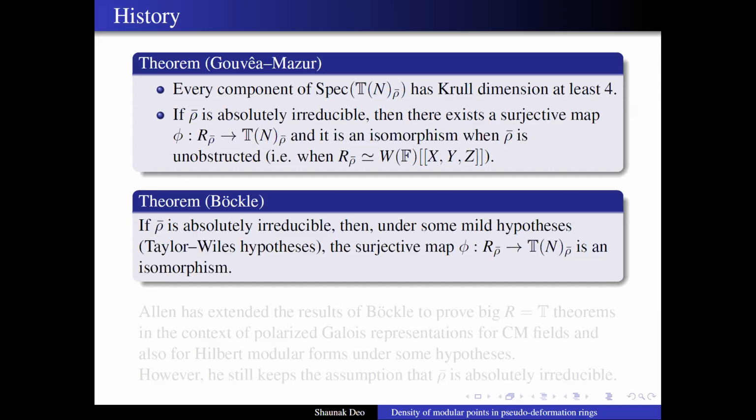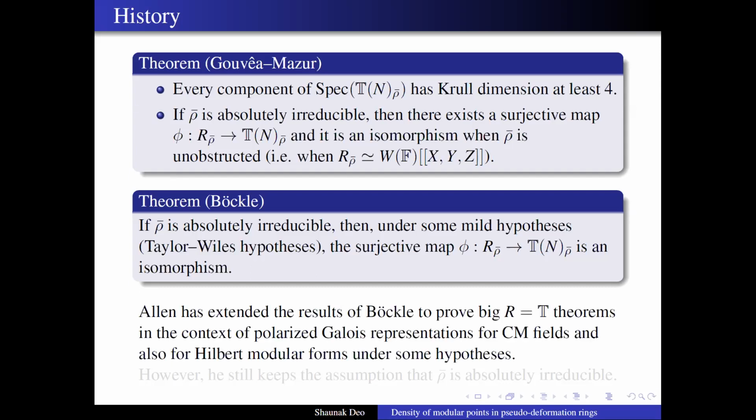And later on, recently Patrick Allen has extended results of Böckle to prove big RST theorems in the context of polarized Galois representations for CM fields and also for Hilbert modular forms under some hypothesis. But he also assumes that rho bar is absolutely irreducible. So nothing is done for rho bar reducible.